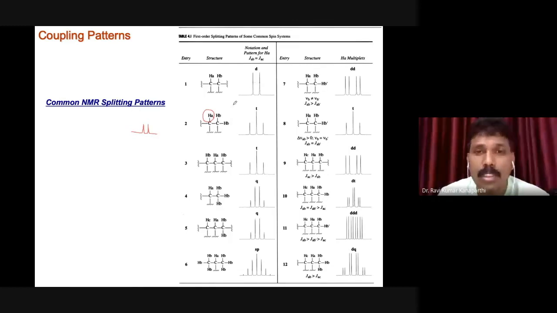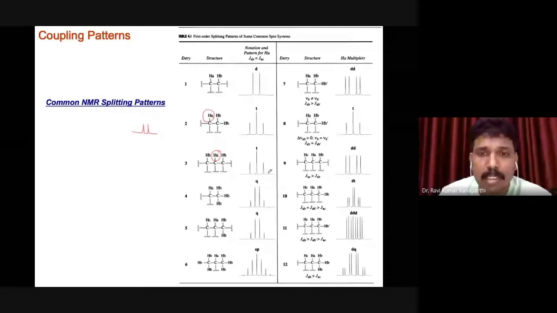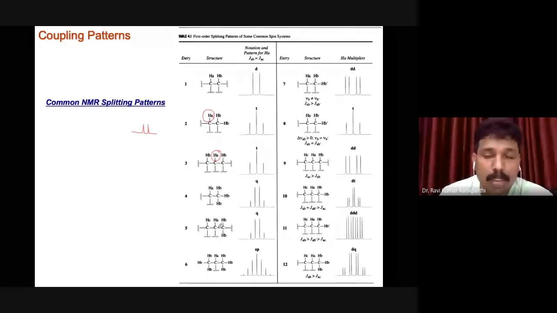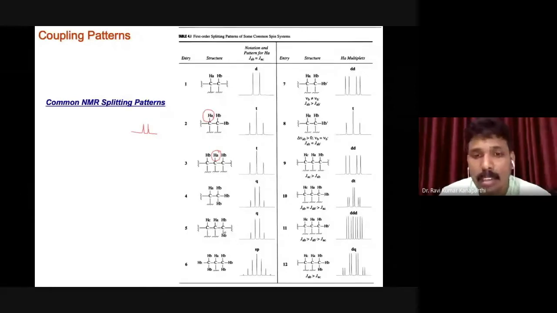Most of these patterns are only with regard to HA. The other one will definitely be there, but we are not interested in that. So in this third case, HA has identical neighbors on either side, so again we get the triplet. And suppose HA has 3 methyl substituents like this, we get the quartet. And this is one possible situation where we get the quintet.